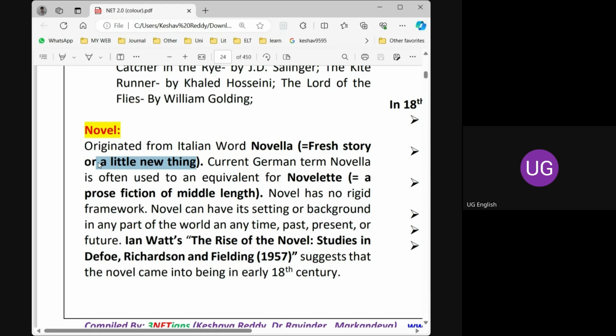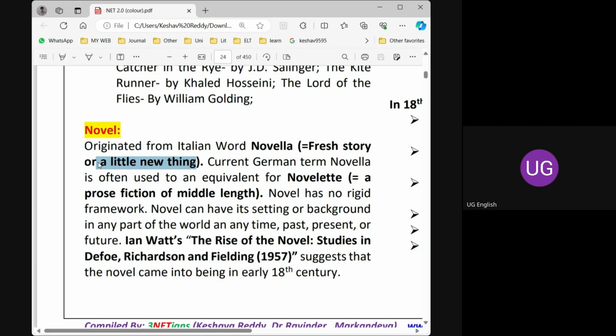And we have a very important work here, that is Ian Watt's novel study. Actually, this is a very important literary critical work: The Rise of the Novel. The subtitle is very important: Studies in Defoe, Richardson, and Fielding.